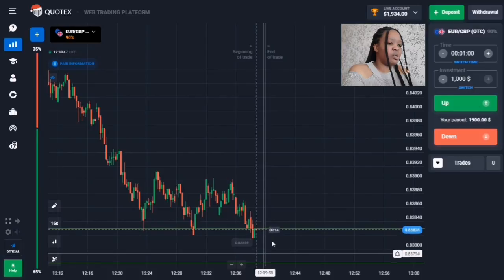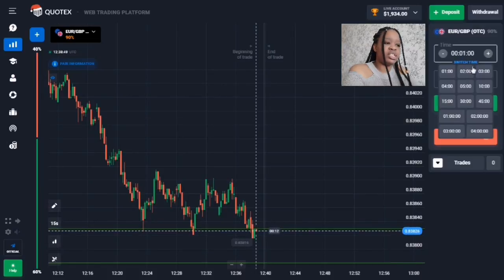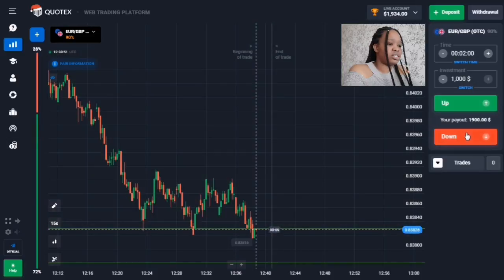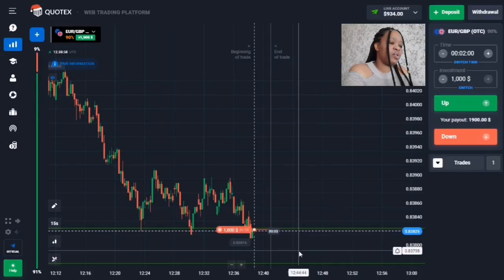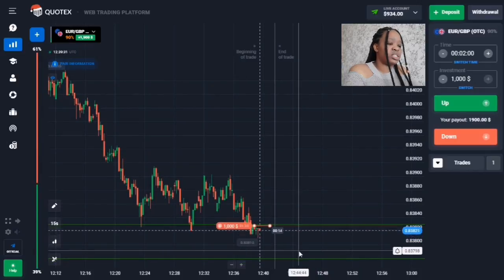So guys, I think we need to open a trade for 2 minutes down and wait for results, because during this time I think the price will approach our main support level and we'll collect our profit. So let's wait and see.